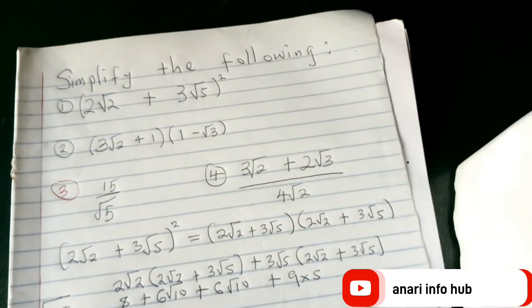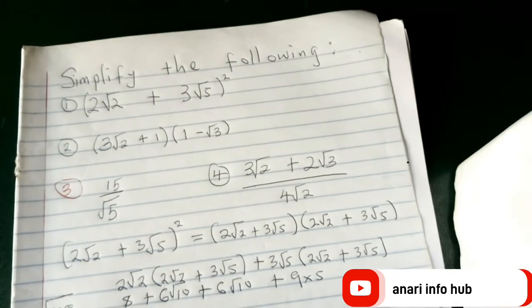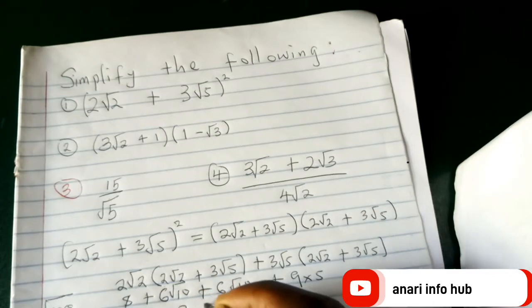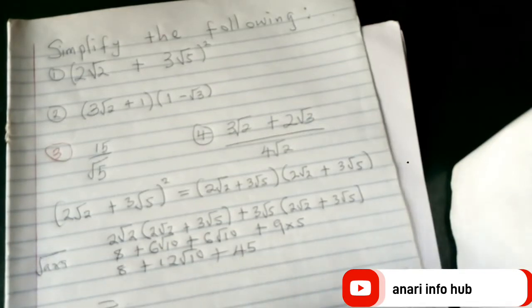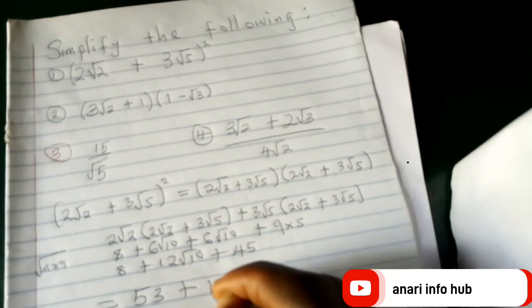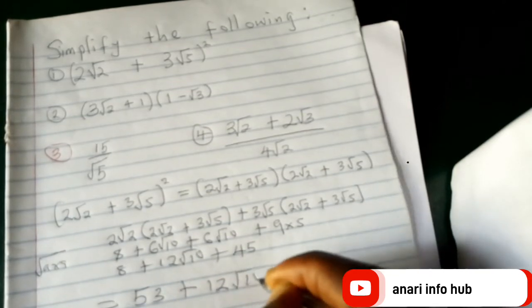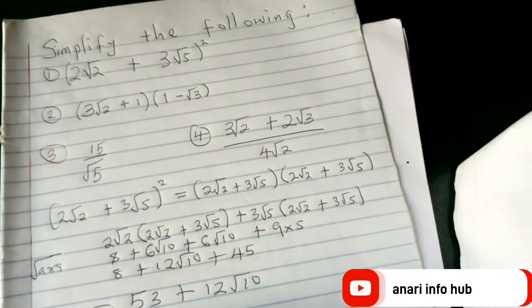Now let's go. This will give us 8 plus, this is like you saying 6x plus 6x. It will give us 12x, so this is 12√10. Then plus 9 times this, which is 45. Add this to this, that is giving us 53. That is 53, then plus 12√10. You can stop here because they are not like terms.